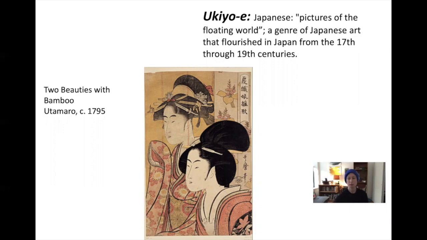Many indulged in the entertainments of kabuki theater, courtesans, and geishas of the pleasure districts. And the term ukiyo, actually just on its own, ukiyo, came to describe that lifestyle. The e added on at the end refers to images.